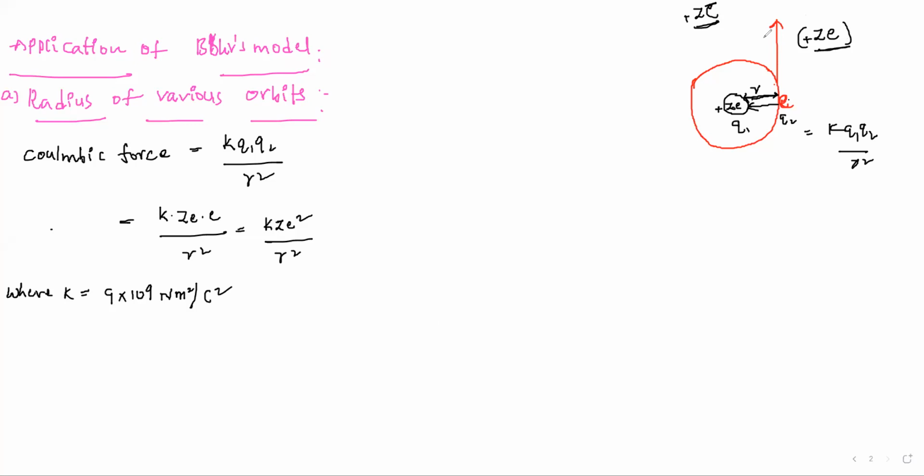Actually, these applications of Bohr's model are related to physics only, to find the radius of orbits and the velocity of electron. They did not give the complete information in our books; they have given direct formulas. I will try to find more information. Here K is a constant, the Coulombic force constant, whose value is 9 into 10 to the power of 9 Newton meter square per Coulomb square.